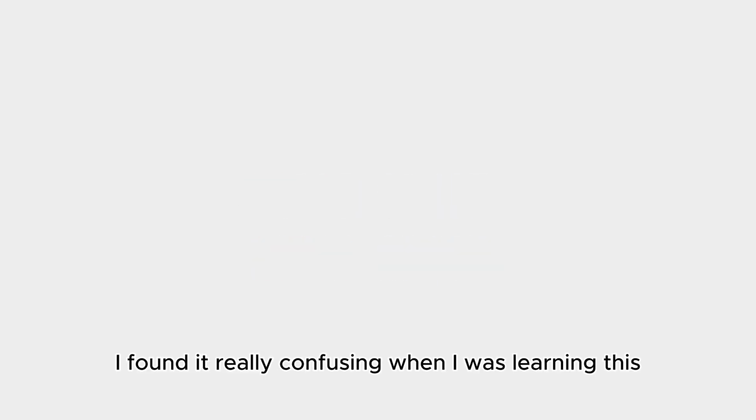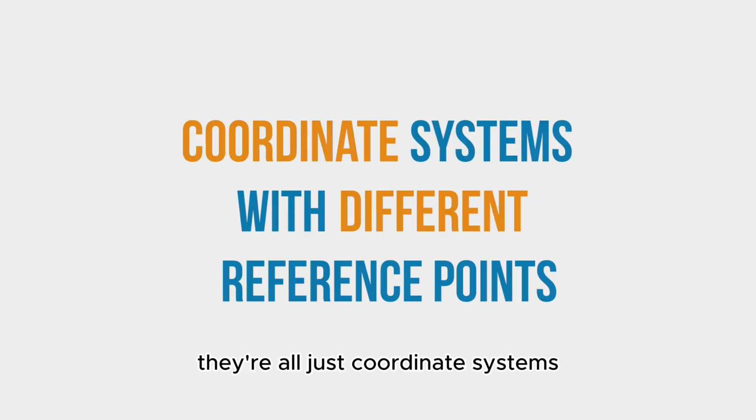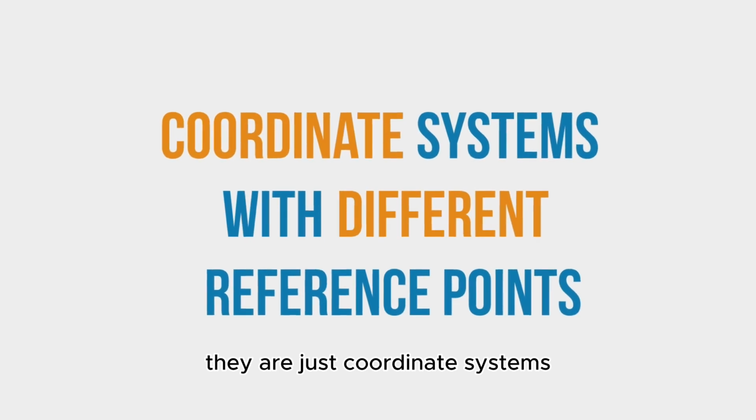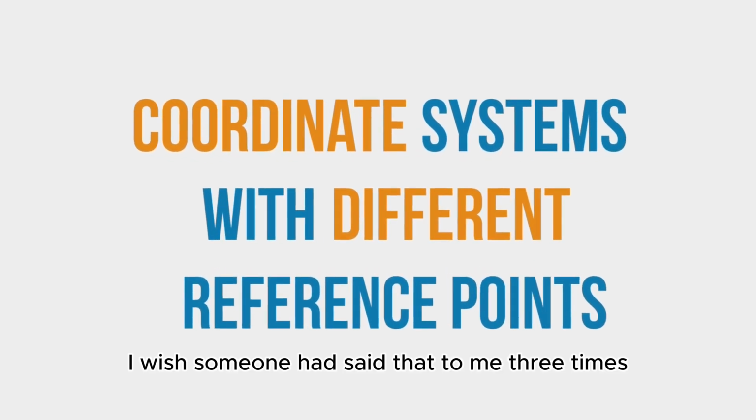I found it really confusing when I was learning this, but then one day, all of a sudden, it just clicked. They're all just coordinate systems with different reference points. I've said that twice now for a reason. That's the thing that I want to sink in. They are just coordinate systems with different reference points. I wish someone had said that to me 3 times when I was learning. It would have helped. Okay, let's get started.